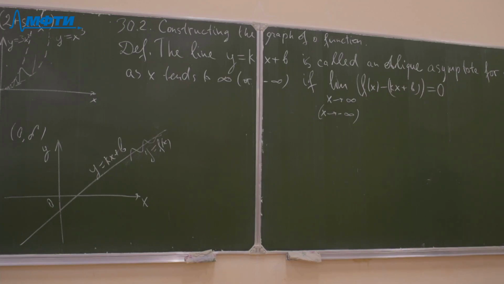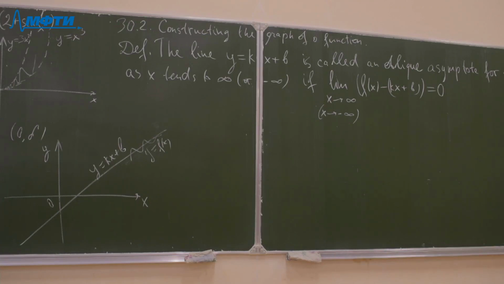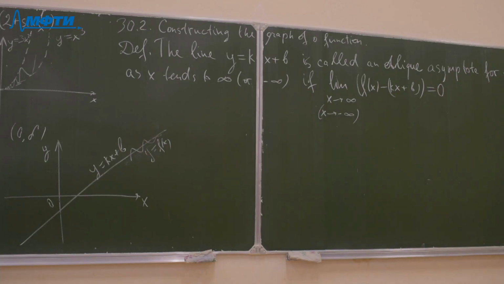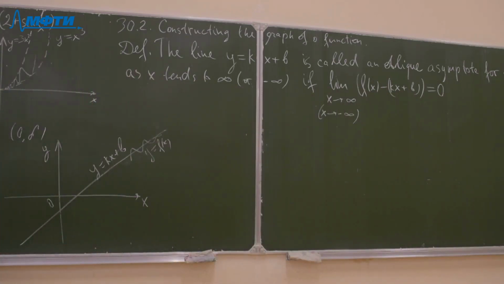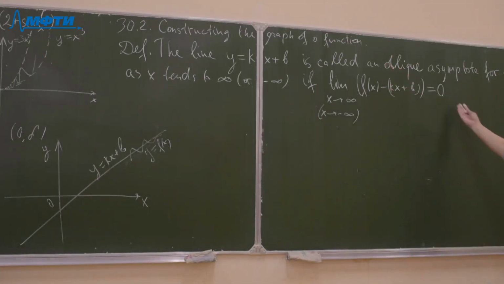The function may have two oblique asymptotes, one as x tends to plus infinity, another as x tends to minus infinity, right? Also, if k equals 0, then the oblique asymptote will be horizontal. That is a particular case. And how to find an oblique asymptote of a function? We can find it easily from that equation.